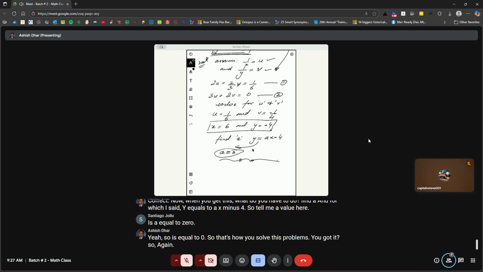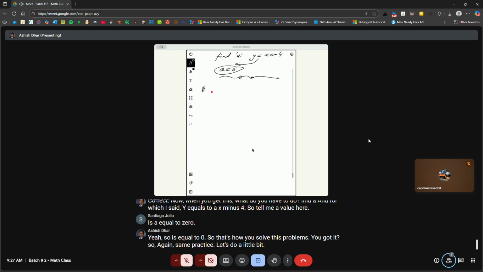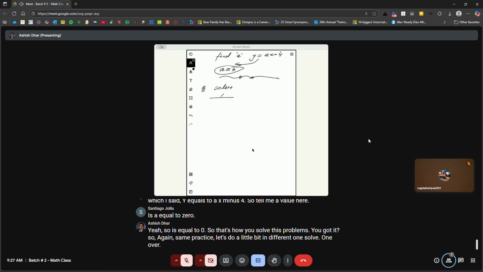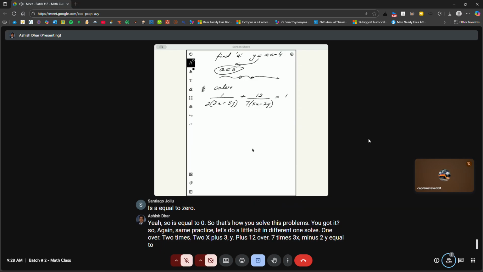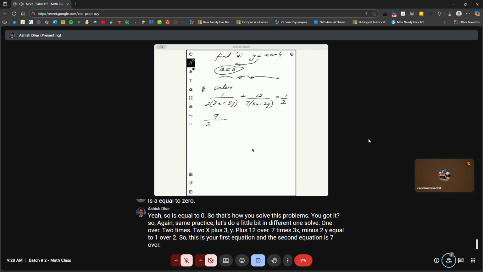So again, same practice. Let's do a little bit different one. Solve 1 over 2 times (2x plus 3y) plus 12 over 7 times (3x minus 2y) equal to 1 over 2. So this is your first equation. And the second equation is 7 over (2x plus 3y) plus 4 over (3x minus 2y) equals 2.